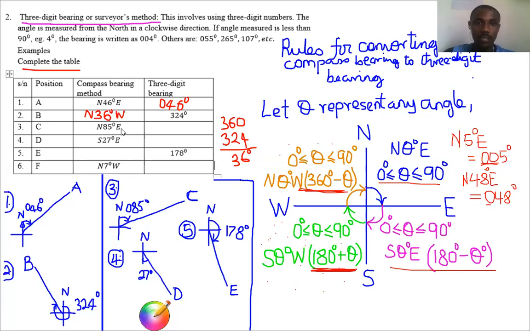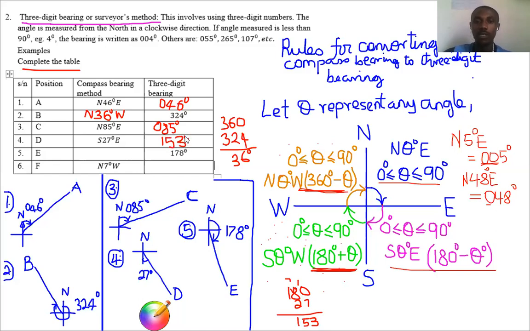Next, north 85 degrees east. Of course, it also lies within the northeast region. All we need to do is just add a single 0 and write 085 degrees. It's that simple. Next, south 27 degrees east lies within the region from 90 to 180. What is the rule? It falls in the southeast region. Subtract 27 from 180 to get the three-digit bearing. That is 153 degrees. Perfect. So you see, we resolve it to a three-digit bearing.